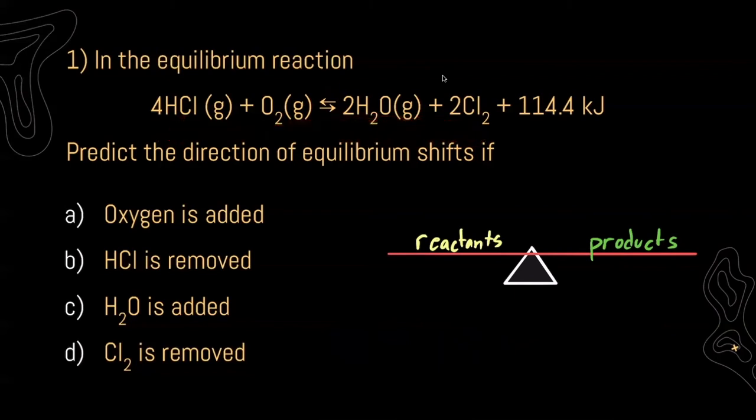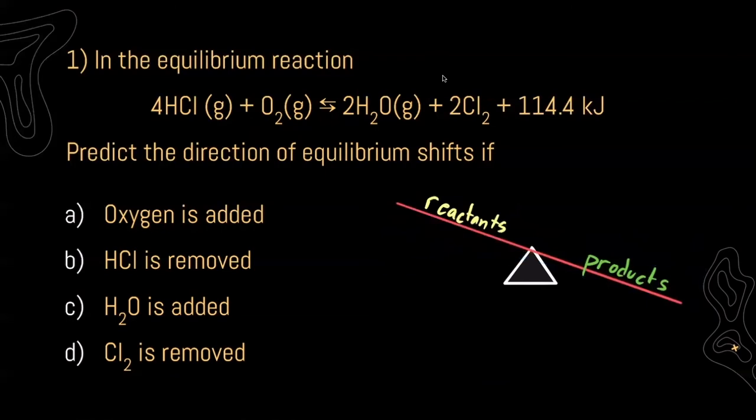So let's look at our first little section. It says we want to figure out the equilibrium shift if we add oxygen. Oxygen here is a reactant. So looking at my seesaw, I'm adding reactants. My reactants are going to go up. And this lets me know, since I increase the amount of oxygen, that my reaction is going to go towards my product. It's going to go to the right.